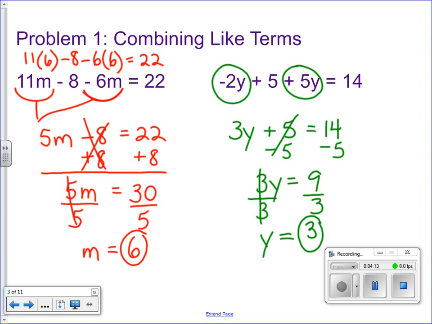And once again, you can substitute the 3 in for the y into the original equation, and this is a great place to check using a calculator and make sure that you get 14.